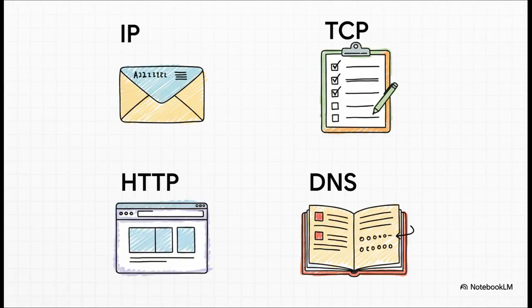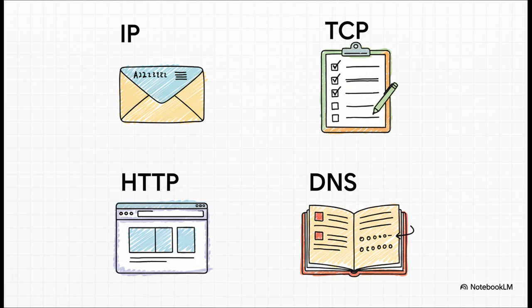Now, there are a bunch of different protocols, and each one has a really specific job. The Internet Protocol, or IP, is like the postal service. It gives every device a unique address so the packets know where to go. TCP is kind of like getting delivery confirmation. It makes sure all the packets actually arrive and that they get put back together in the right order.